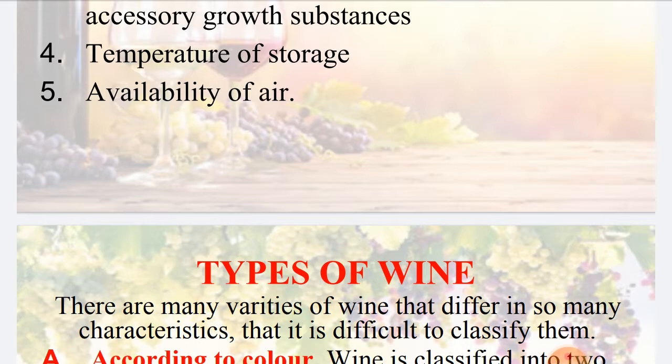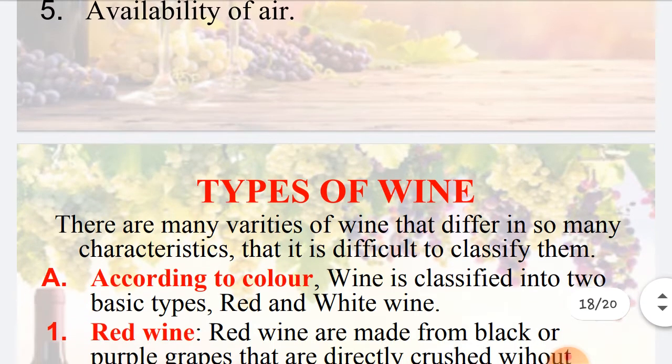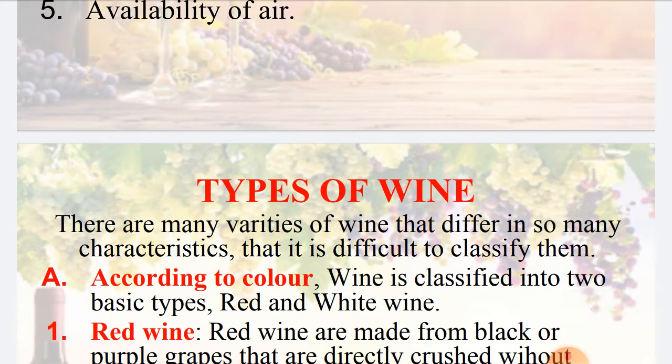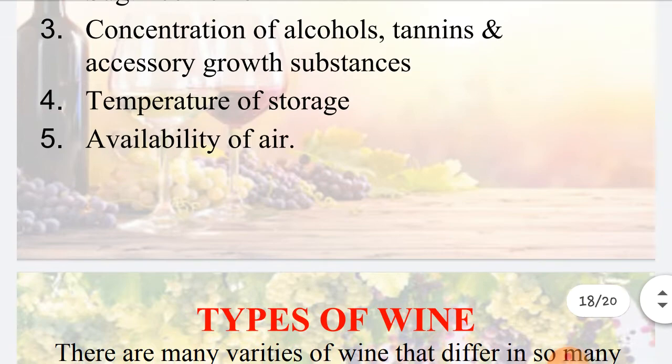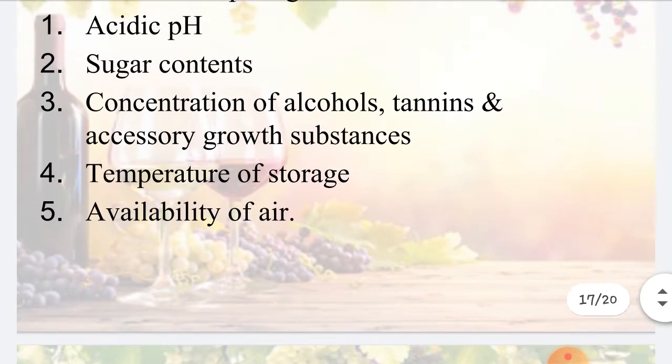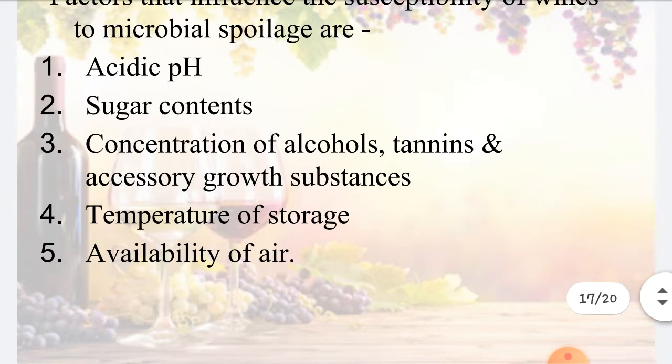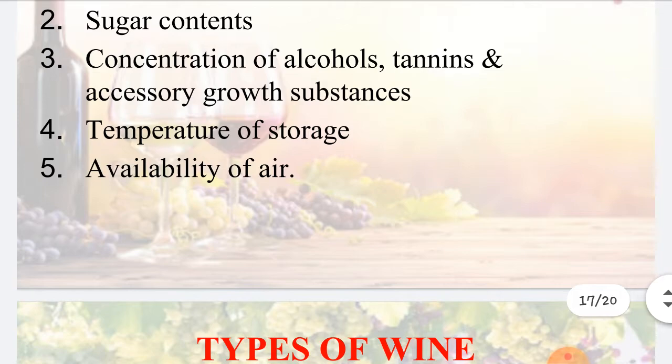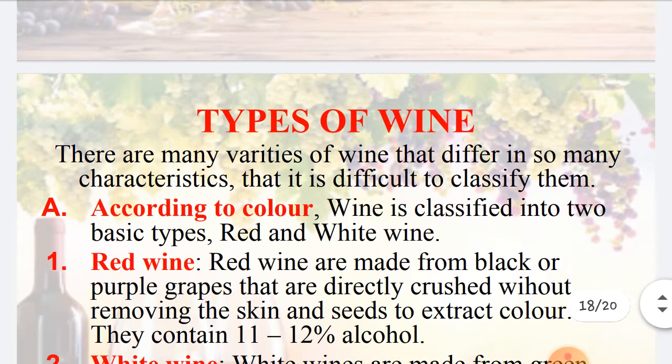There should be no air gap or air in the finished product, because air activates the growth of acetic acid bacteria. So availability of air, temperature of storage, concentration of alcohol, tannins and accessory growth factors, sugar content, and acidic pH, all these things need to be carefully controlled so that contaminating microorganisms do not grow in the finished product.